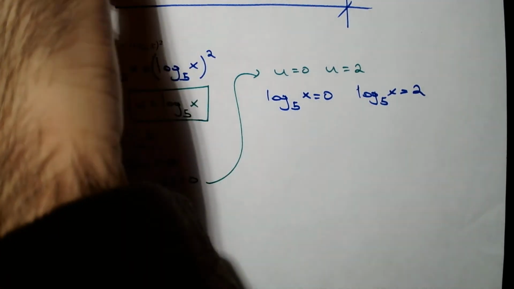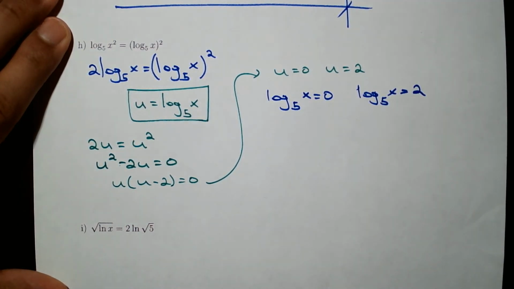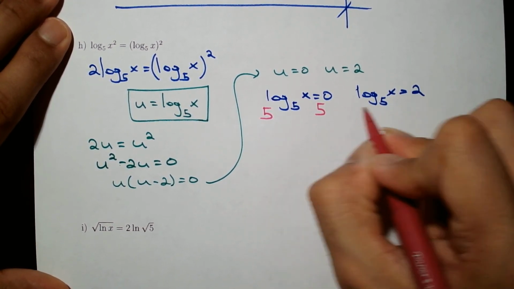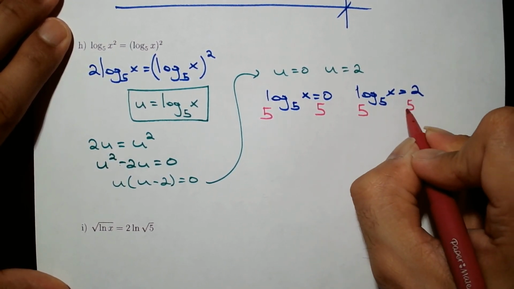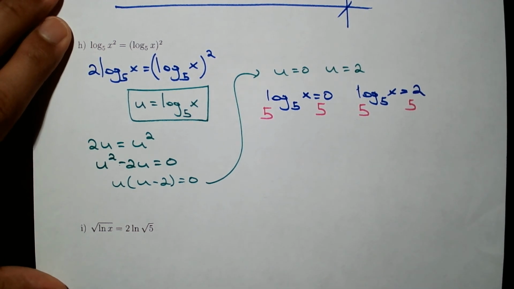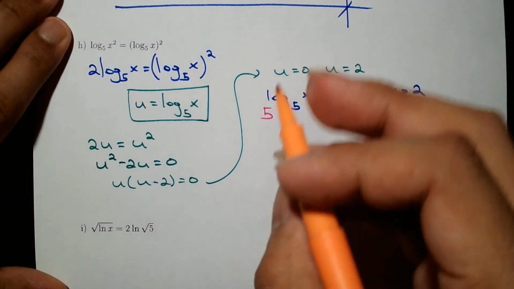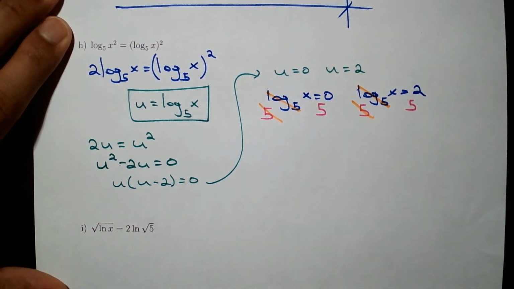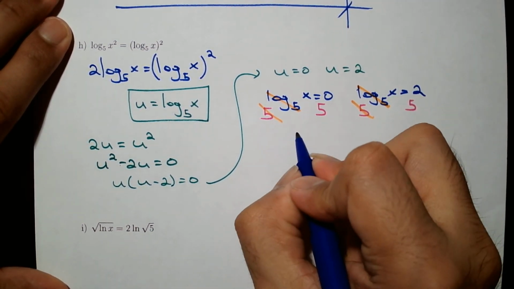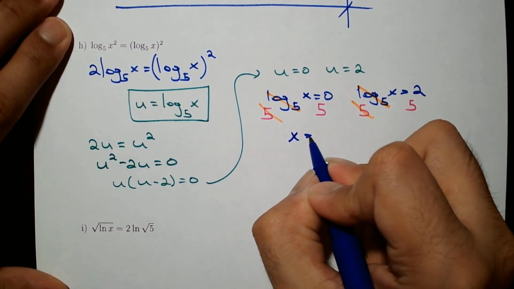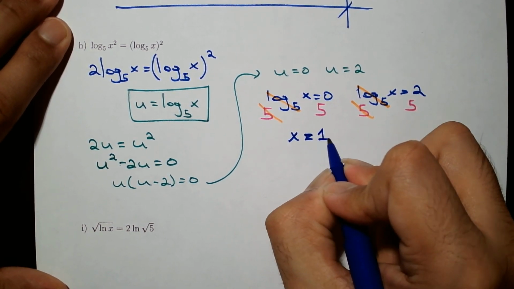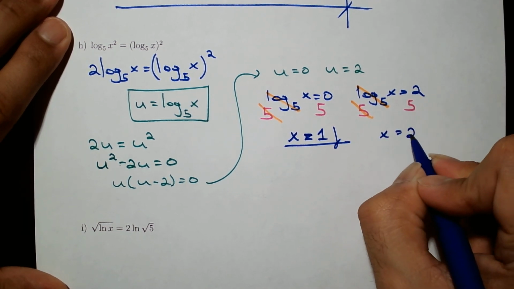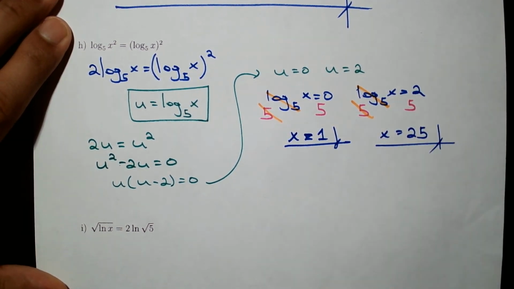So we need to get rid of these logarithmic operators. We do that by exponentiating both sides with the same base. In this case, exponentiating base 5, we get x equals 5 to the 0 power, which is 1, and x equals 5 to the second power, which is 25.